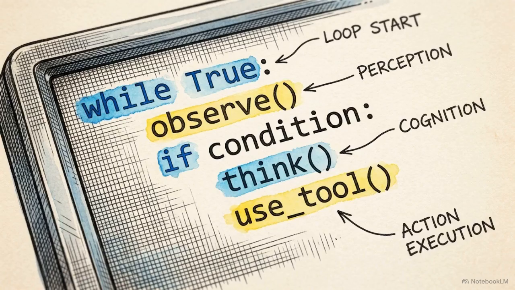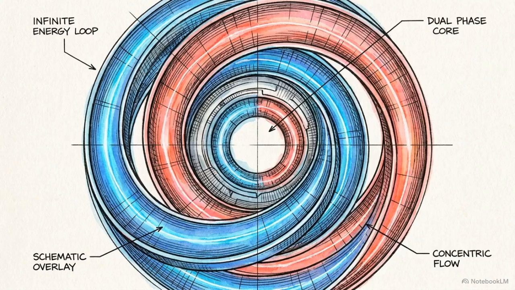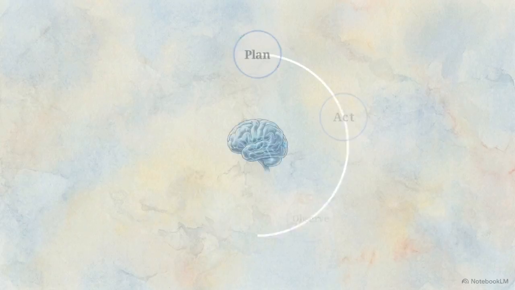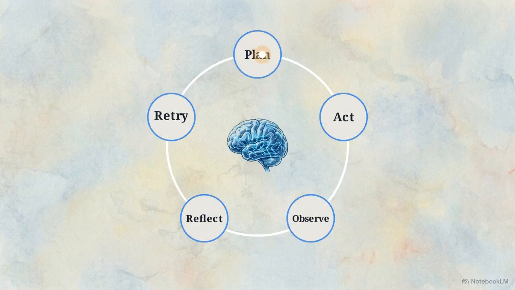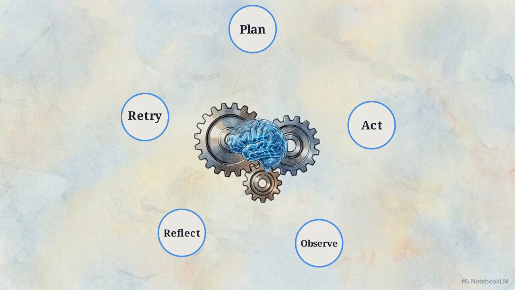To make an AI use these tools effectively, we have to change how it thinks. A true agent does not read a prompt and spit out an immediate answer. It enters a cognitive loop to formulate a strategy first. This flowchart illustrates the 5 phases of an agentic workflow: plan, act, observe, reflect, and retry. The AI uses a tool, checks the result, and tries again.